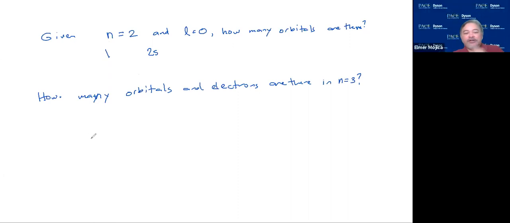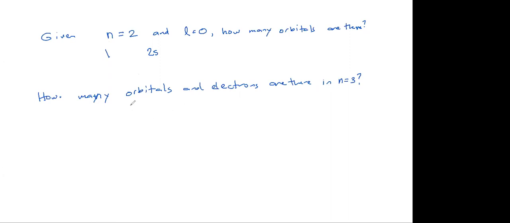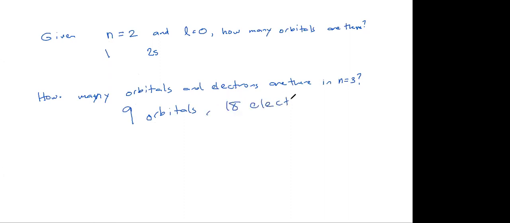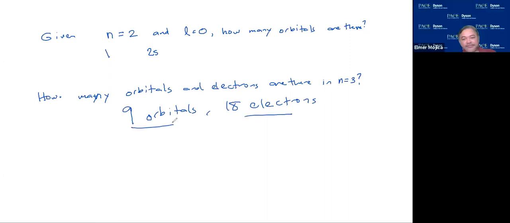Now how about this? How many orbitals and electrons are there in n equals 3? 9 orbitals. That's the one where you square n. And the electrons will always be times 2 of the orbitals, so you have 18 electrons.